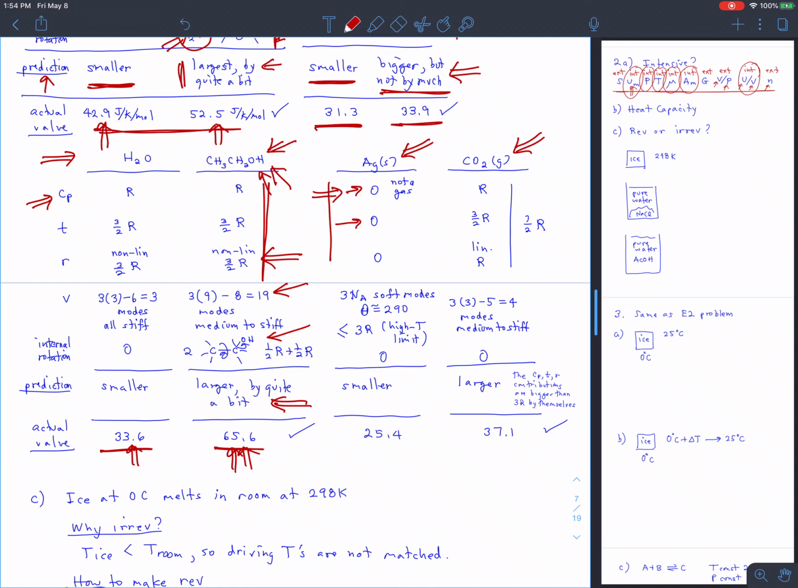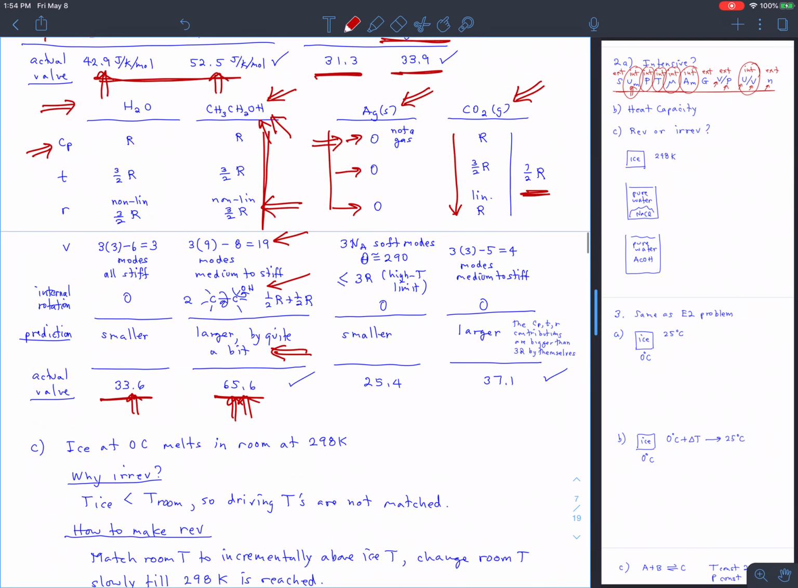There's no contribution from translations. This is not a free molecule running around. There's no contributions from rotations. There are no rotations. But there are all those contributions over here on the CO2 side, and when you add all those up, there's already 7/2 R of contributions from CO2 over here. On the other hand, using the Einstein crystal model to understand the heat capacity for the silver, there are 3 times Avogadro's number per mole of vibrations for all the silver atoms in a mole's worth of silver crystal.